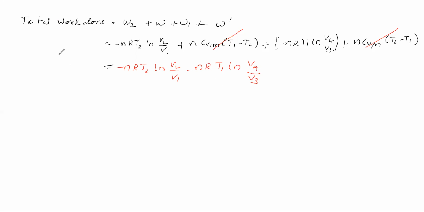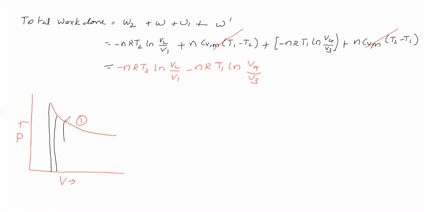Now we will see the total work done graphically, how the total work done will be. We will draw the graph. Here we will take pressure, here we will take volume. The first step is the isothermal reversible expansion of an ideal gas. For the first step, the area under the curve is the first step work done.